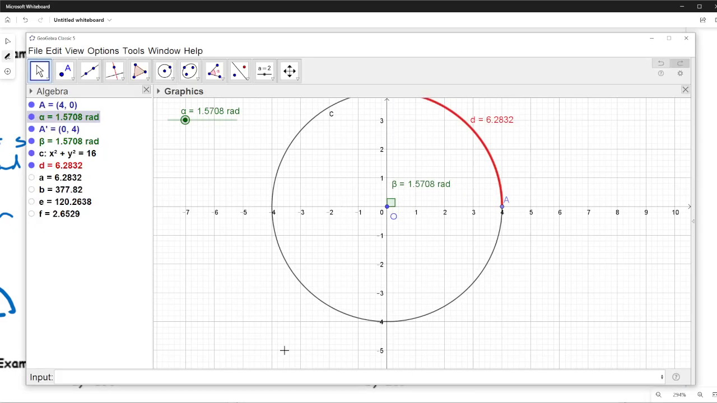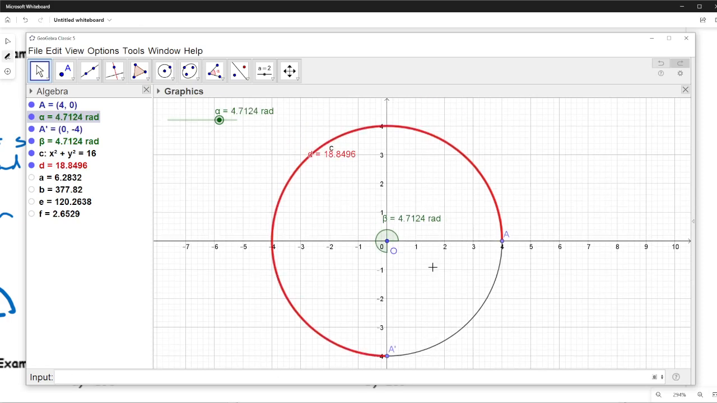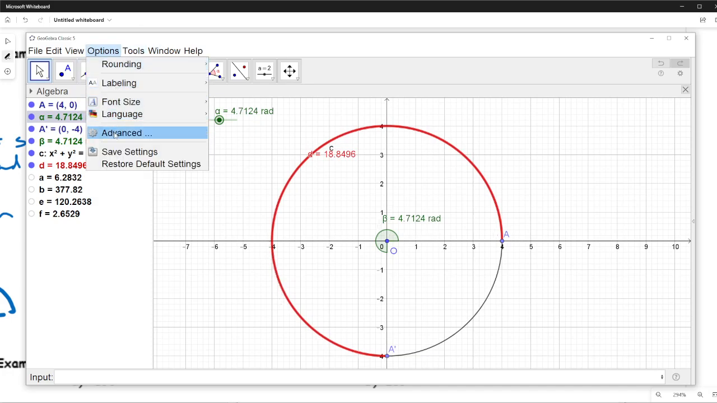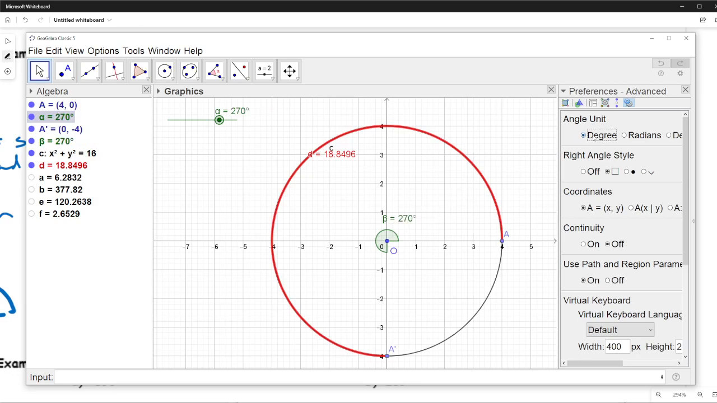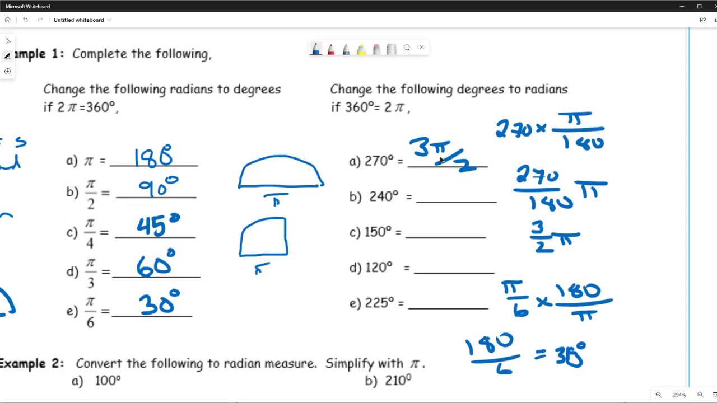Let's confirm that by typing in alpha equals 3 pi over 2. You'll see that the angle is a perfect 90 plus 90 plus 90, which is a 270 degree angle. We switch it back to degrees and see that that's the same. So a 270 degree angle is 3 pi over 2. A pi over 2 is a 90, so 3 of them makes 270. How about 240?